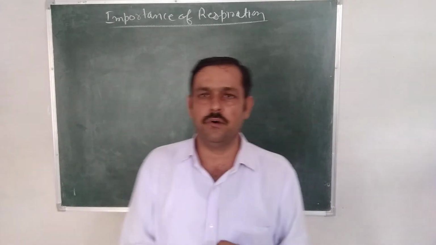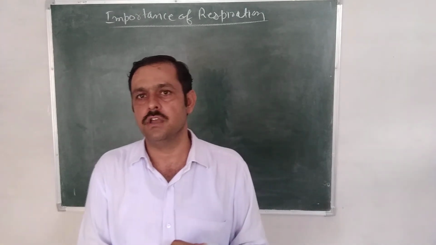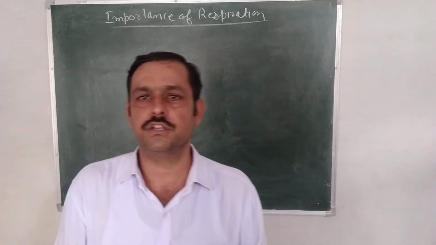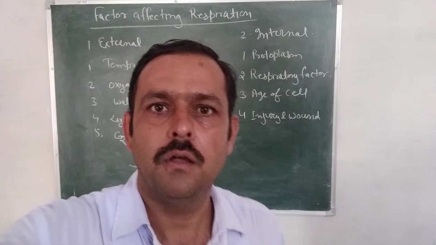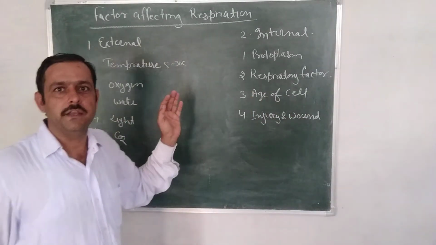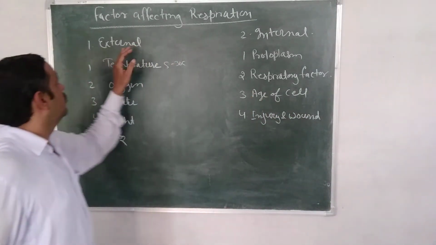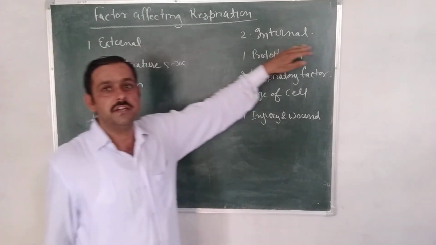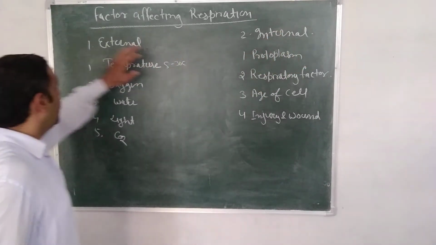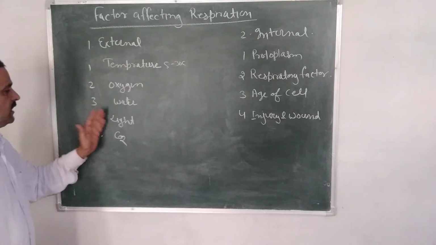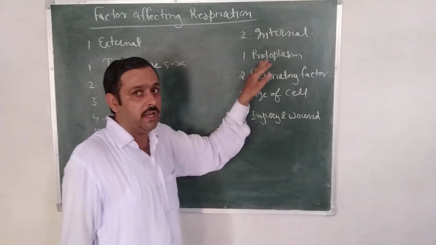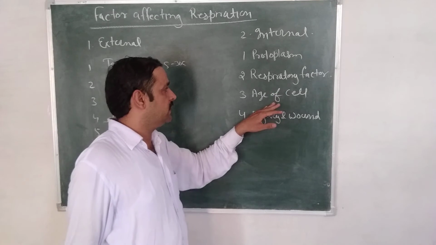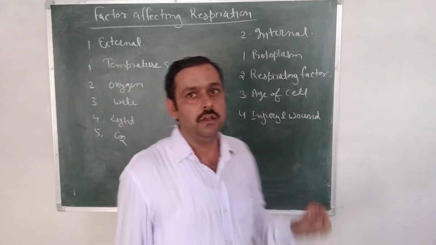Now our last topic of this chapter is factors affecting respiration. Factors affecting respiration are divided into two categories: first external, and second internal. External: temperature, oxygen, water, light, CO2. Internal: protoplasm, respiratory factor, age of cell, injury and wound.